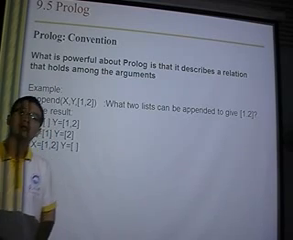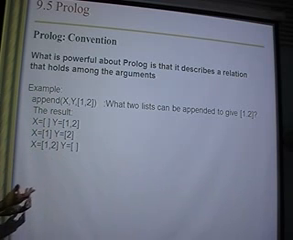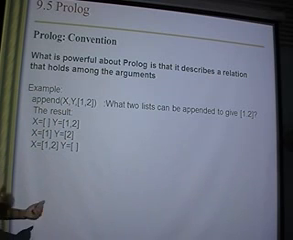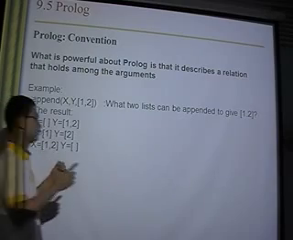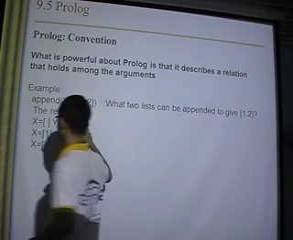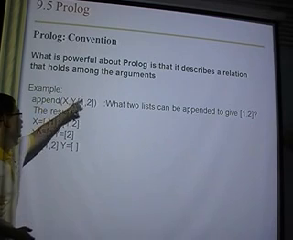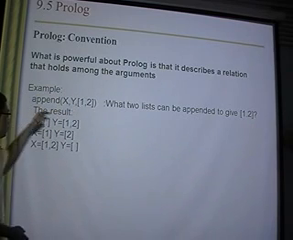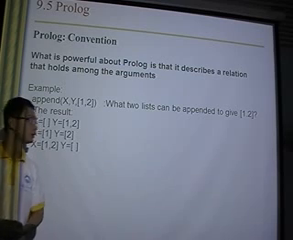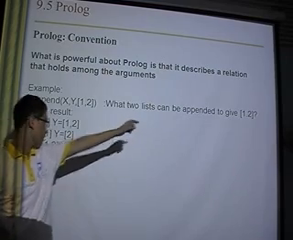What is powerful about the Prolog language is that it describes a relation that holds among the arguments. For example, if we want to know what two lists can be appended to give this list here, we can just write the Prolog query in this way, and the result will return, and all the lists that can be appended to give the list there will be shown.